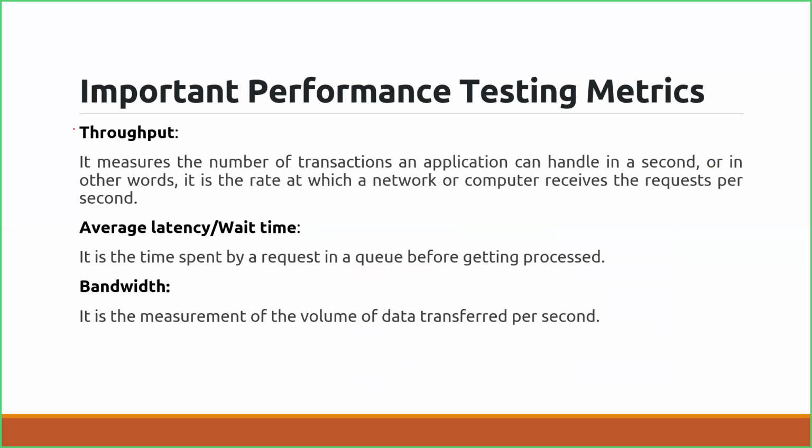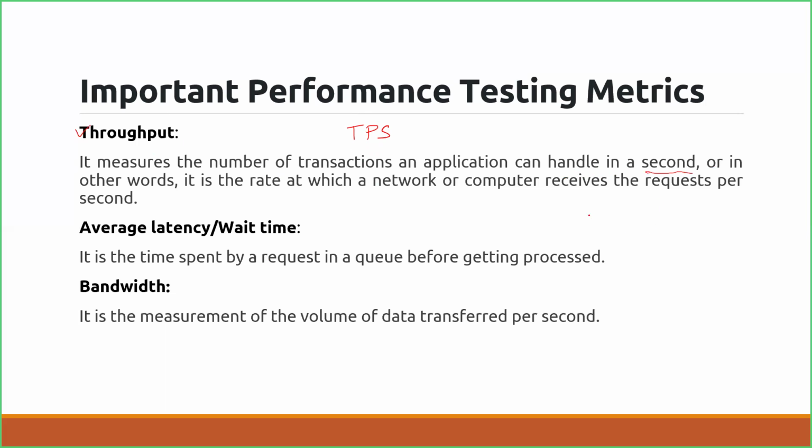And coming to the next one, the throughput, guys. This throughput is somewhat tricky. In LoadRunner, we have a specific definition, and in JMeter, we have a specific definition. When it comes to JMeter, it measures the number of transactions an application can handle in a second. That means transactions per second, TPS. The number of transactions that your application can handle in a second, we call it the throughput.